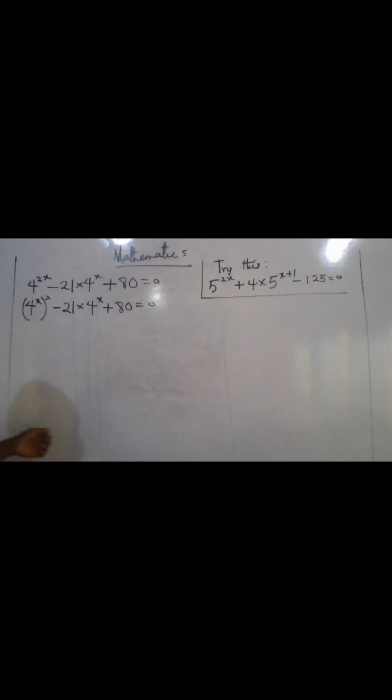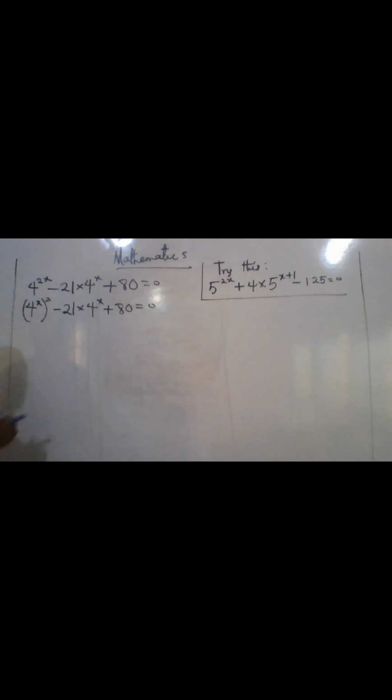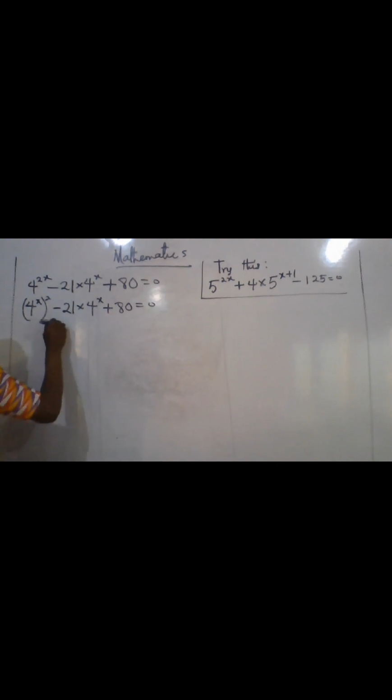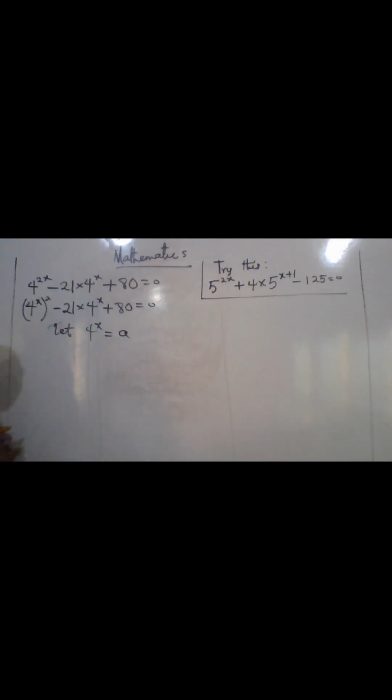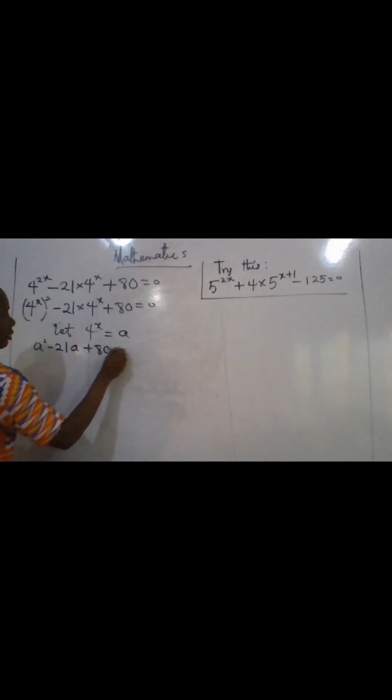Just like I told you before, what you need to do next is to make 4^x a particular variable, because you can see it's common there. So you can do something like this. Let 4^x equal a. The meaning of this is that 4^x will be replaced with a anywhere you see it in the equation. So you have a squared minus 21a plus 80 equal to 0.